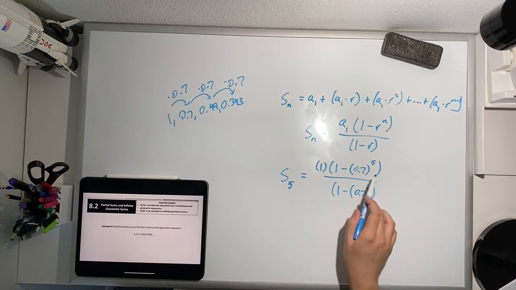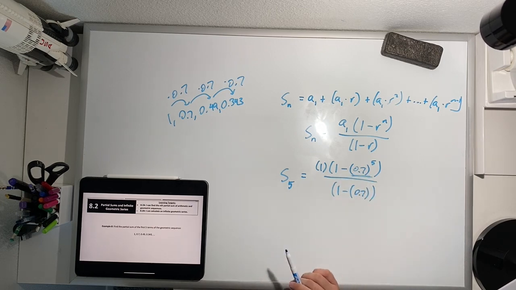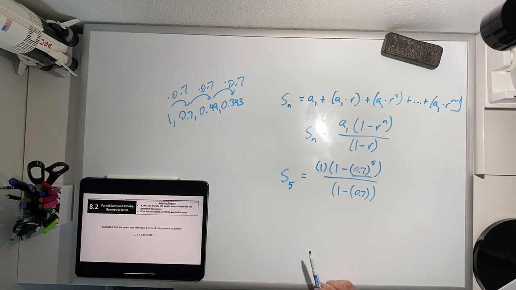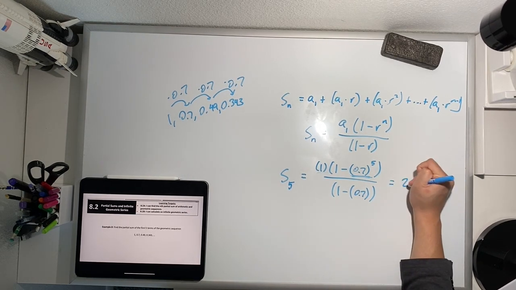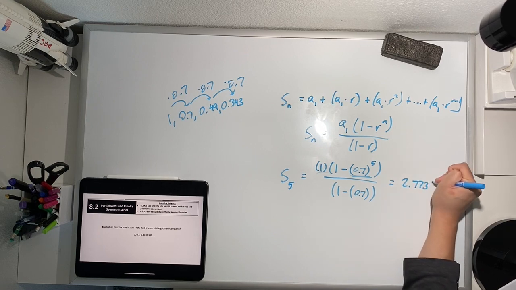Just need to be careful when we're plugging all this into a calculator. We're raising this to the power first, then subtracting it from 1, times a1, divided by 1 minus 0.7, and we get 2.7731.